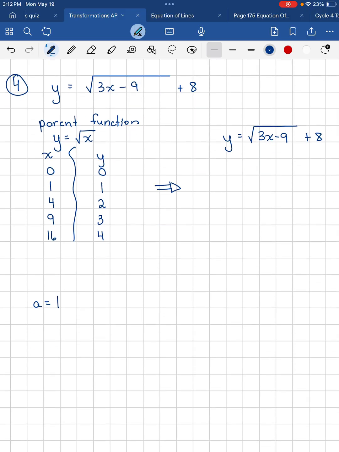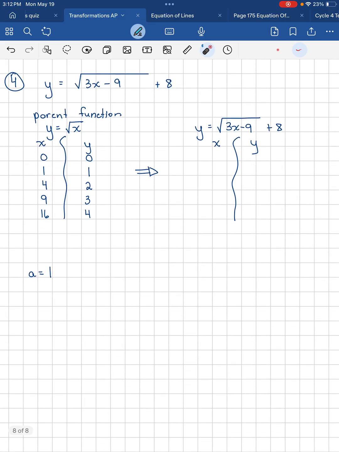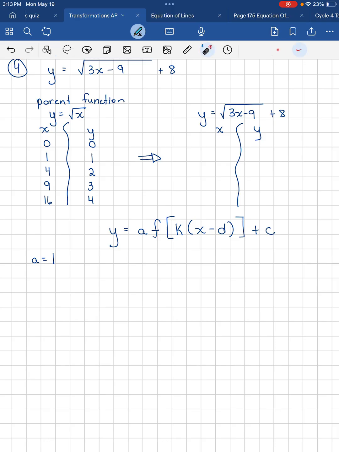So now we're going to move on to transforming this parent function to the child function, but we need to figure out what our a, k, d, and c values are. So I'm just going to take a look at the a value, which is located in front of my root function here. Okay, if you take a look at the original equation that I gave you before, a reminder that this got fixed. So it's a, f, remember, it means that it's for any transformation of any function. Then we've got the k, the x minus d in brackets, close the square brackets, and then finally plus c at the end.